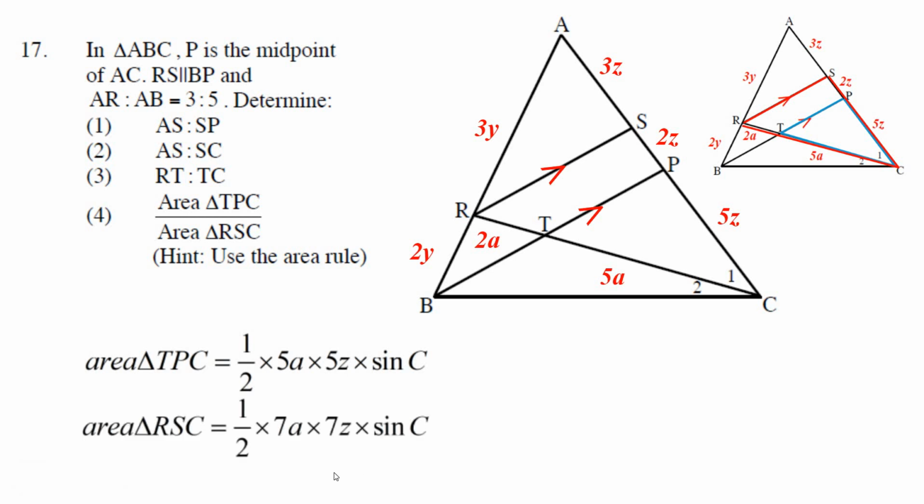Well, what's the area of RSC? It's the same thing, it's just bigger. It's 7a and 7z: 1/2 times 7a times 7z times the sine of the angle. Those are the areas of the two triangles.